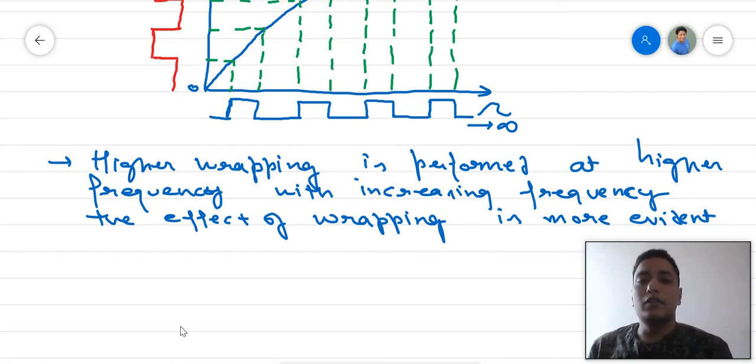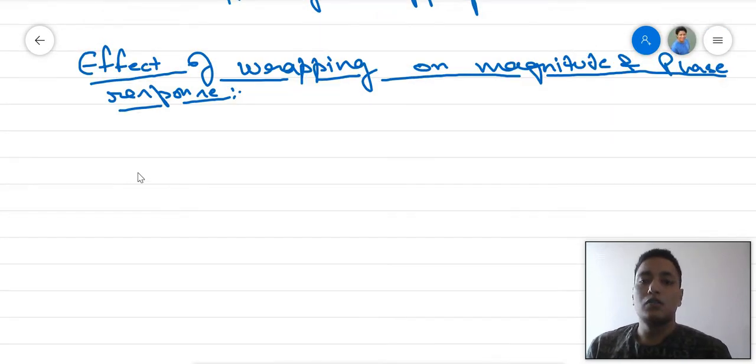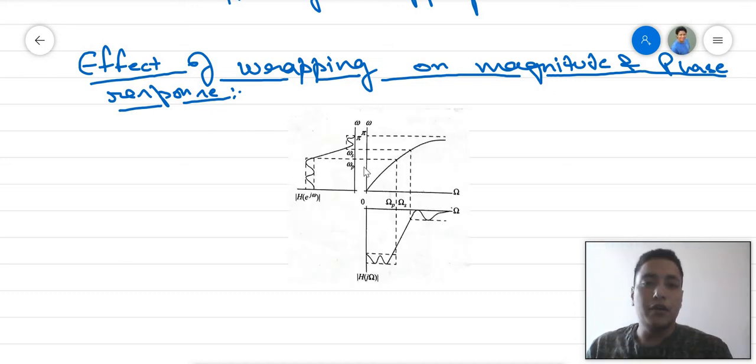Now we see this wrapping effect is very important in bilinear transformation. So we will discuss more details about this wrapping effect in phase and magnitude response. So the effect of wrapping on magnitude and phase response. The magnitude response can be seen as the relation between omega and this omega.